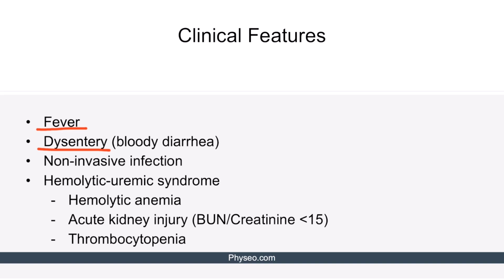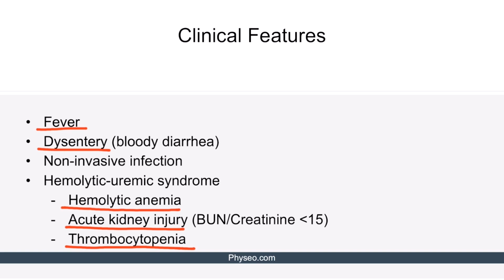And EHEC itself is a non-invasive organism. The diarrhea is actually caused by verotoxin, not the microbial invasion in the gastrointestinal mucosa. It's the toxin. As for the hemolytic uremic syndrome, it consists of a triad. We say hemolytic anemia, that's 1, acute kidney injury, that's 2, and then thrombocytopenia, 3.